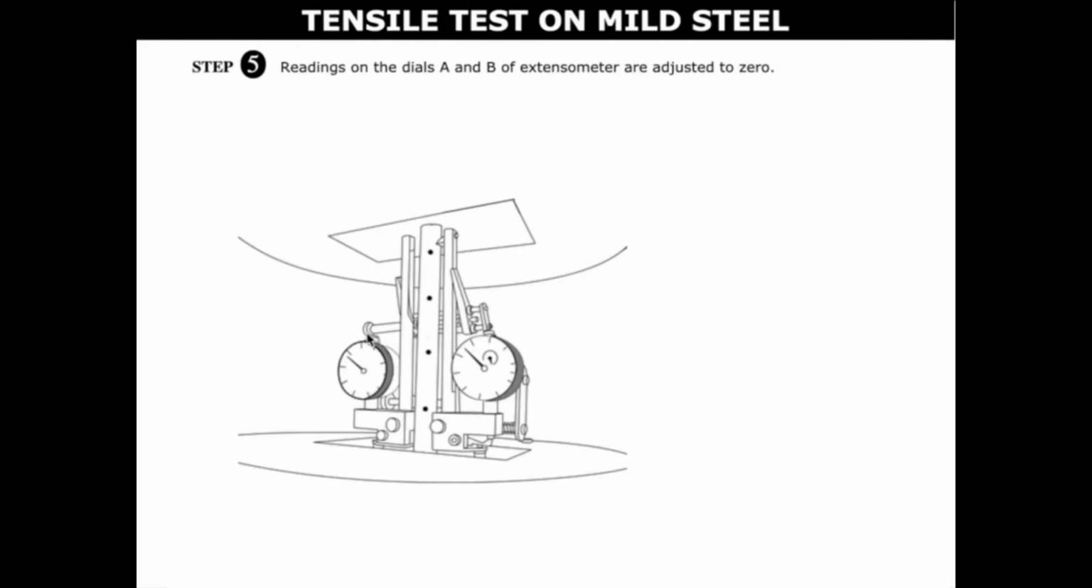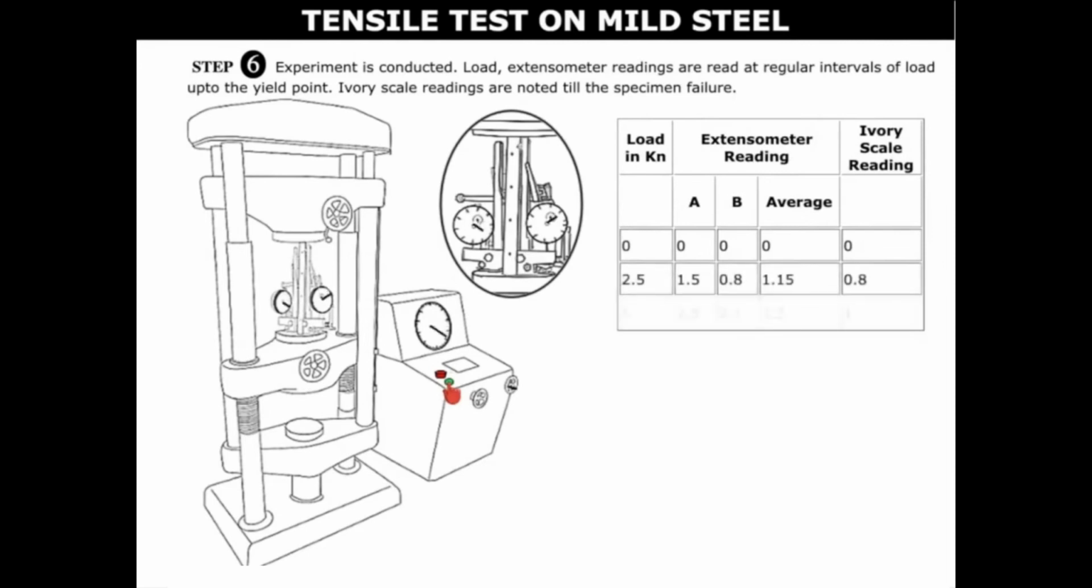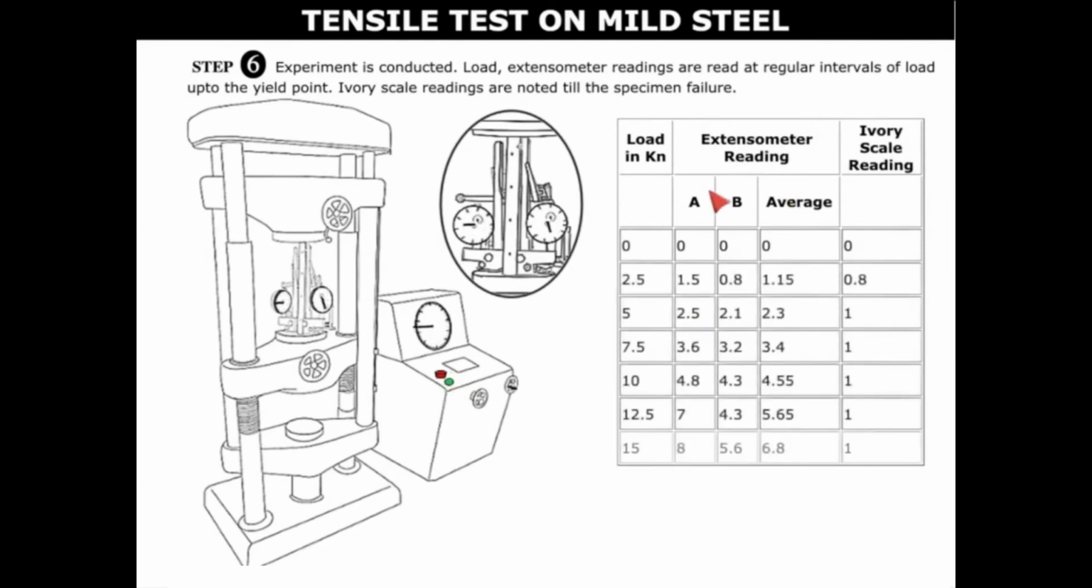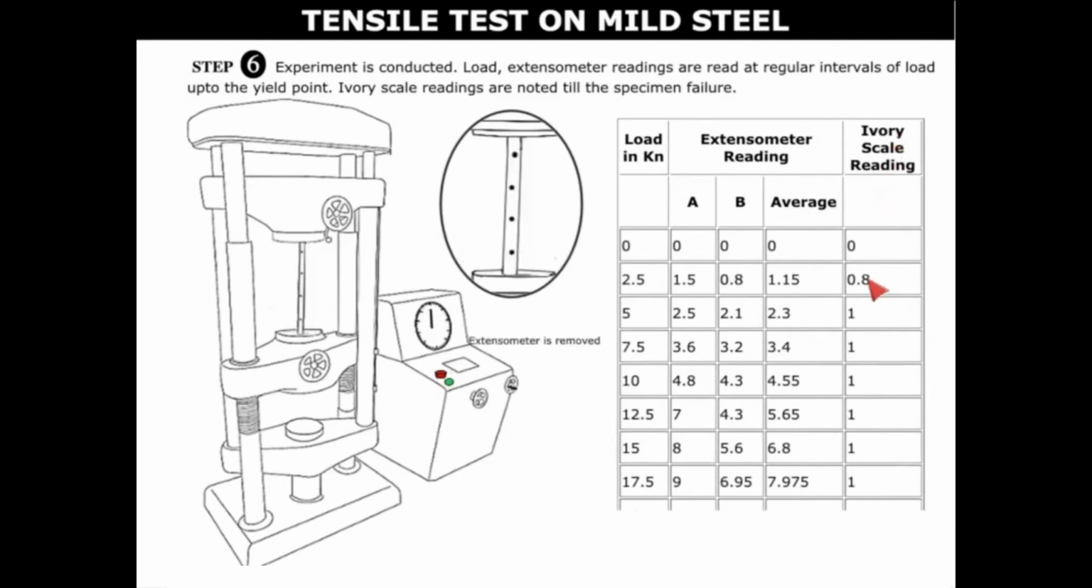Now click on the adjusting knobs of the extensometer to adjust the readings to 0. Switch on the machine and start the loading process. The readings of the extensometer are noted, as well as the ivory scale readings.